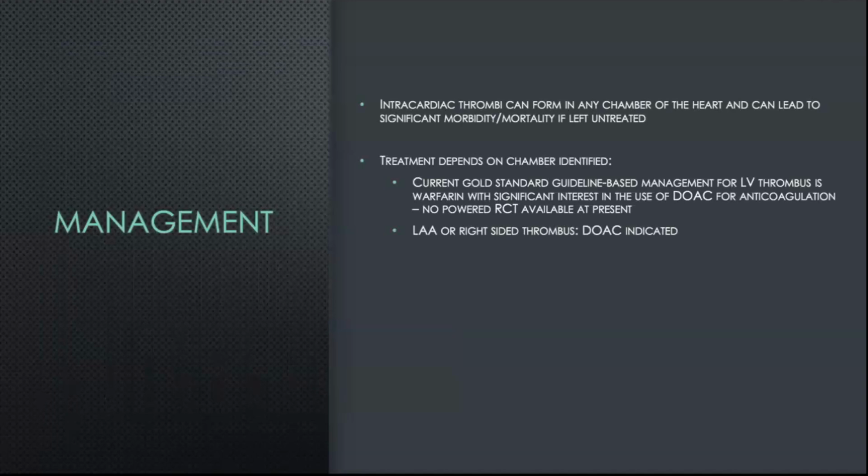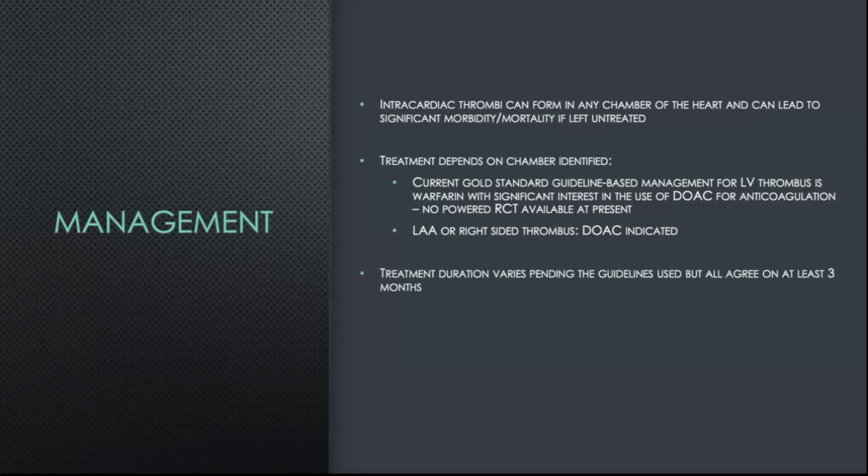So LV thrombus, still gold standard treatment is warfarin. Some people are now using DOACs, although there hasn't been a large clinical trial to prove its efficacy. If it's a left-sided atrial appendage or right-sided thrombus, DOACs have been shown to demonstrate similar efficacy to warfarin. And treatment duration varies depending on the underlying etiology, whether you can get rid of the underlying substrates, what the indication is, why it happens. So people with malignant thrombi usually end up on lifelong anticoagulation. Somebody who had an apical hypokinesis, depending on if they get any function in their apex back, that's a discussion, but generally it's at least 3 months of therapy.